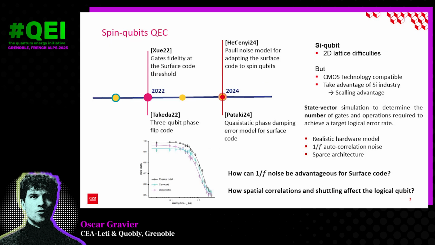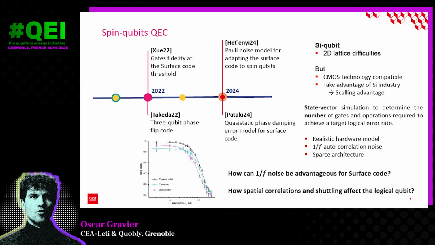Then, for spin qubits, my domain, there was a good paper in '22, but with a 3-qubit phase flip code, so a low number of qubits. And even with a lot of great advancements in gate fidelity at the surface code threshold, they didn't manage to continue and go to the surface code for now, because implementing a 2D lattice on such technology is very difficult. But silicon-based spin qubits have a big advantage. They are CMOS compatible, which means that we can take advantage of 20 years of silicon industry, and so there is a big scaling advantage.